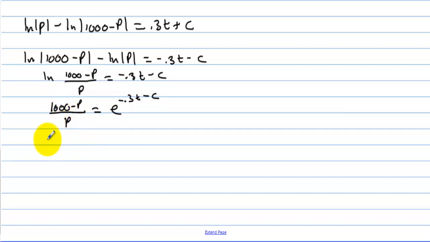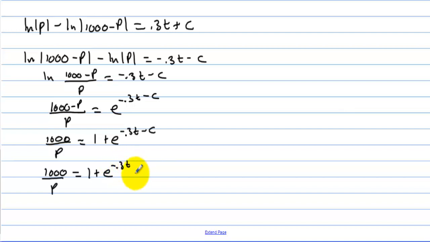When we do common denominator on the left side, we have 1,000 over P and then minus 1. So now we can write 1 plus e to the negative 0.3t minus C. And we've added this 1 over to the other side. Now we have 1,000 over P is equal to 1 plus e to the negative 0.3t times e to the negative C. Now think about if you multiplied these two together, you would subtract the exponents. So we're kind of working backwards with that.